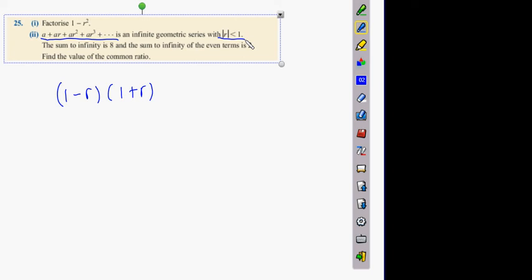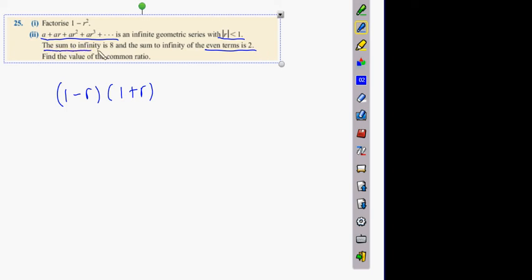The sum of infinity is 8. And the sum of infinity of the even terms is 2. Find the value of the common ratio. Now, that's an interesting one. Okay? It's pretty interesting. So guys, look at this. Let's start off, even if you can't get the full question in the test, how would you pick up some marks?